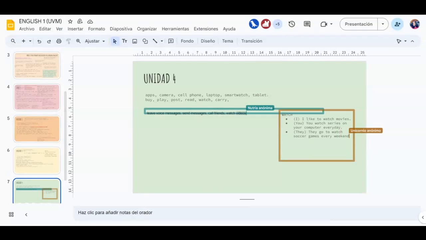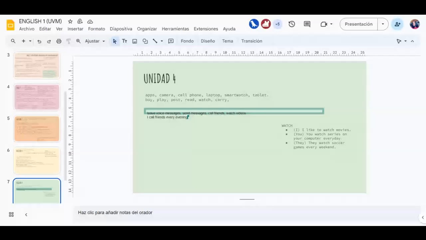They go. Okay. In this case, we only said they go to soccer games every weekend. We can also say they watch soccer games every weekend, okay? Because it sounds weird. In English, the phrase is not exactly like that. In Spanish, of course, nosotros vamos, ellos van a ver partidos de fútbol, but in English, it's not like that, okay? I call friends every evening. In this case, we should put something before the word friends. For example, I call my friends every evening. Or I call a friend every evening. You watch series on your computer every day. Thank you very much. Simple present, excellent.